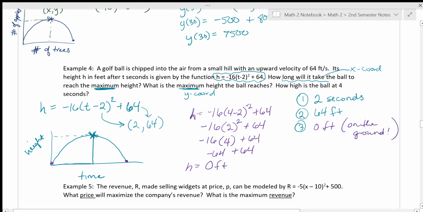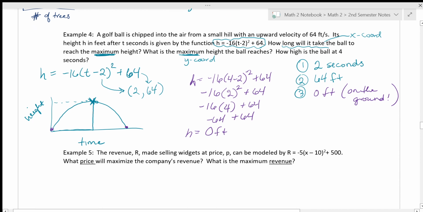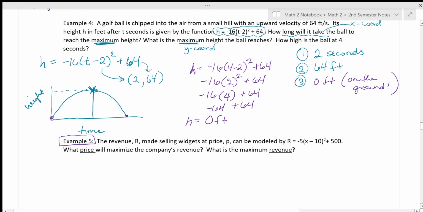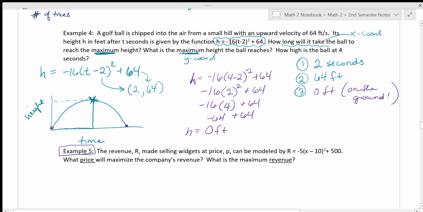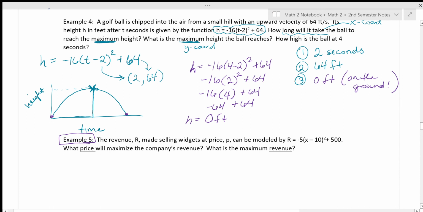Okay, I would like you all to see if you can answer example 5. Okay, I want to see at least some guesses, all right, some thought put into that. If you don't know how to answer it, then I'd like you to write a question because you need some clarification on something. All right.